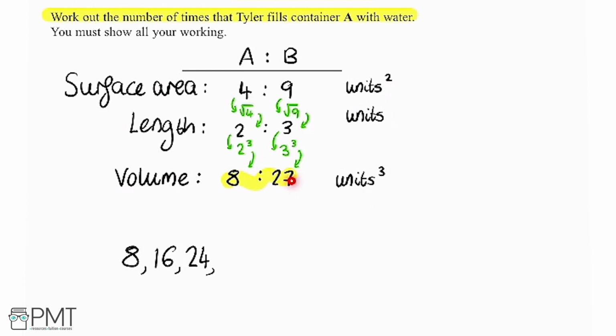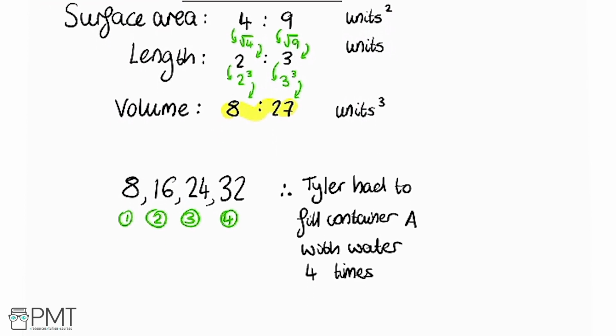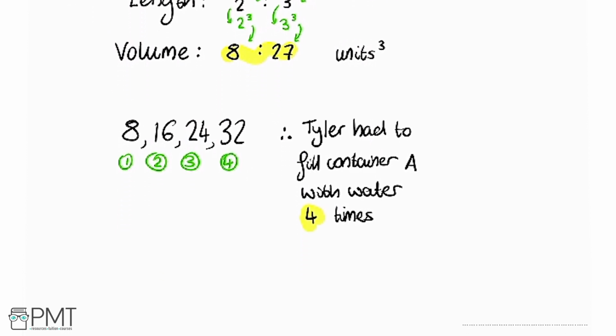We're still not quite at 27, so we're going to have to fill up container A again and pour that in container B. 24 plus 8 is going to give us 32. And we stop now because that's more than enough for filling container B. So how many times do we have to fill container A? 1, 2, 3, 4. So Tyler had to fill container A with water 4 times. So I'm just going to put 4 in the answer box.